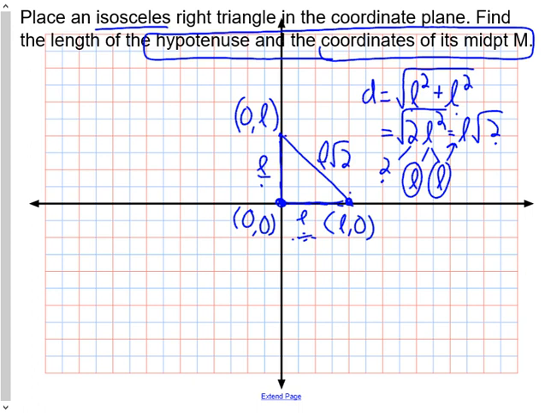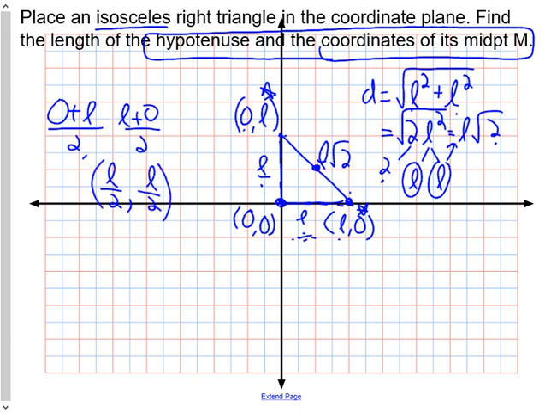The midpoint, another thing we can find, is where you would add the x's together. So 0 plus L divided by 2. Add the y's together. L plus 0 divided by 2. And what do you know? They're both L divided by 2, L divided by 2. Now, there are situations where it would help us, if we didn't want fractions, to pick something like 2L or an even number. Maybe we just called it 4, so that when we divide by 2, we would get a nice number. 4 divided by 2, 2.